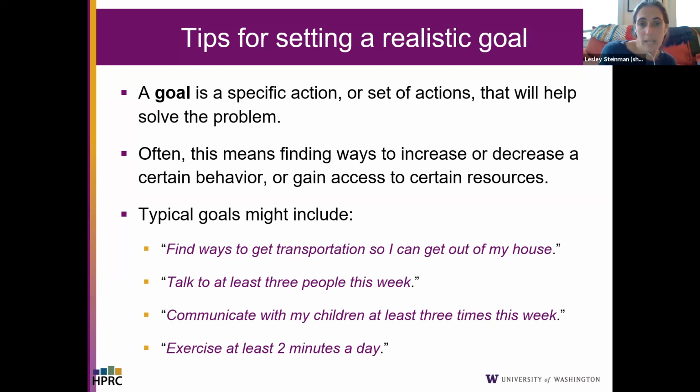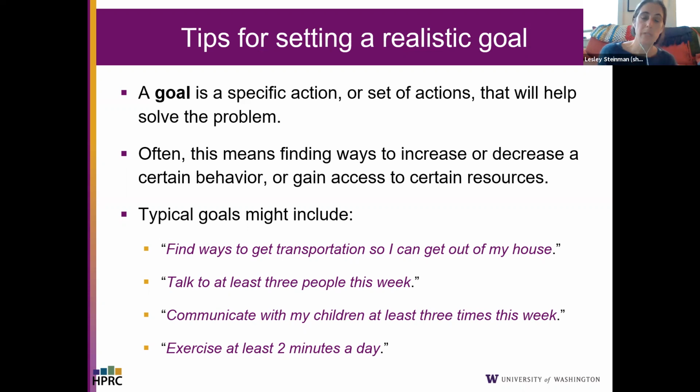So I can find ways to get transportation so I can get out of my house. I love that goal because it's not saying I am going to do it, like next week, I'm going to get a van and go to the senior center. It's like, no, I'm just going to figure out what my options are. That's a bite-sized, achievable goal, rather than solving a transportation problem in 1 week, which feels a little bit unrealistic for many people, particularly now.